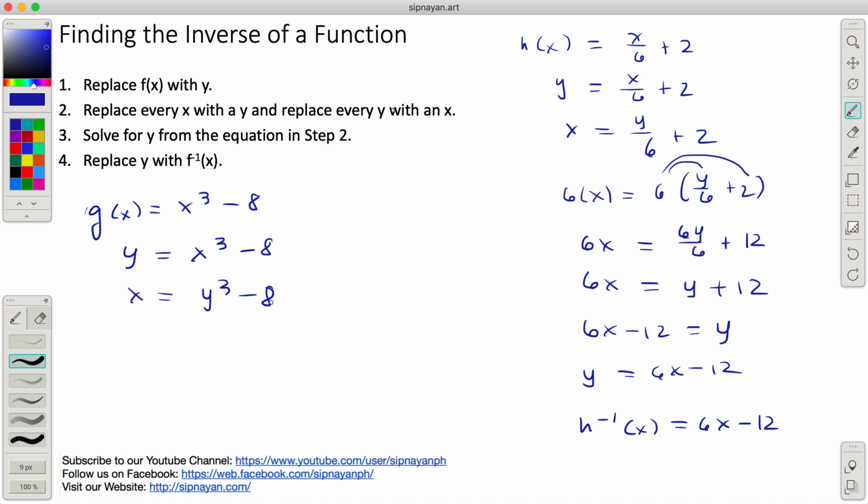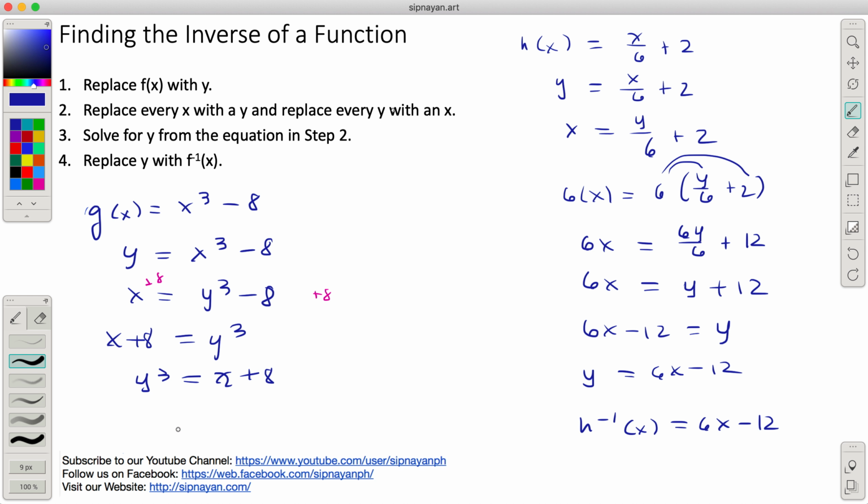And then, we solve for y. So, mag-plus 8 ako dito. Plus 8 ako dito. So, mawawala na yung minus 8 plus 8. Y cubed na lang matitira sa kanan. So, y cubed is equal to x plus 8. Kasi nag-plus 8 ako dito. And then, y cubed is equal to x plus 8.